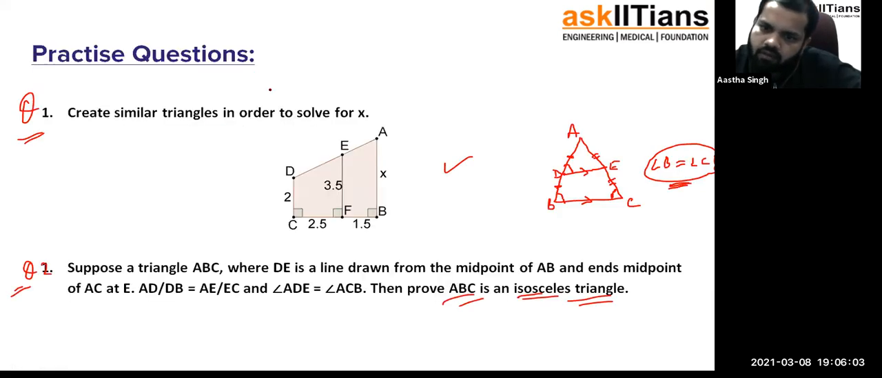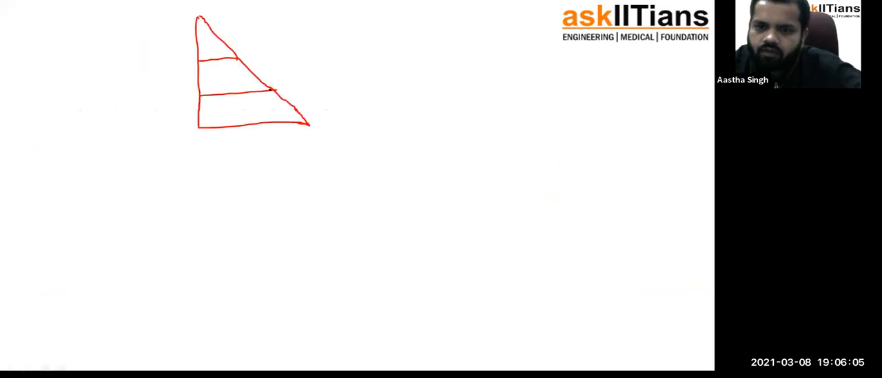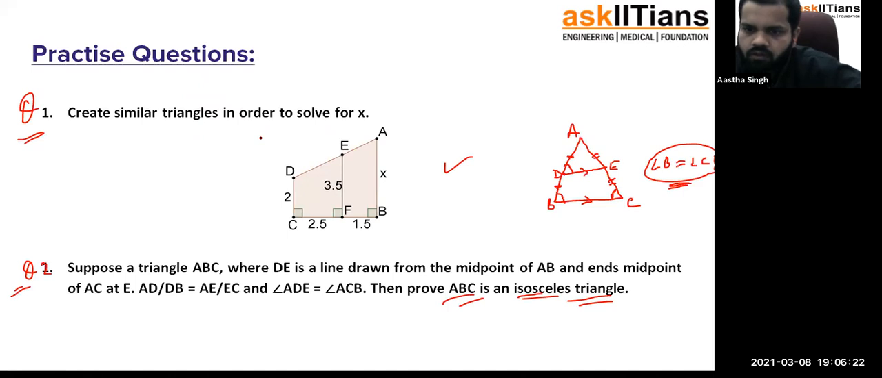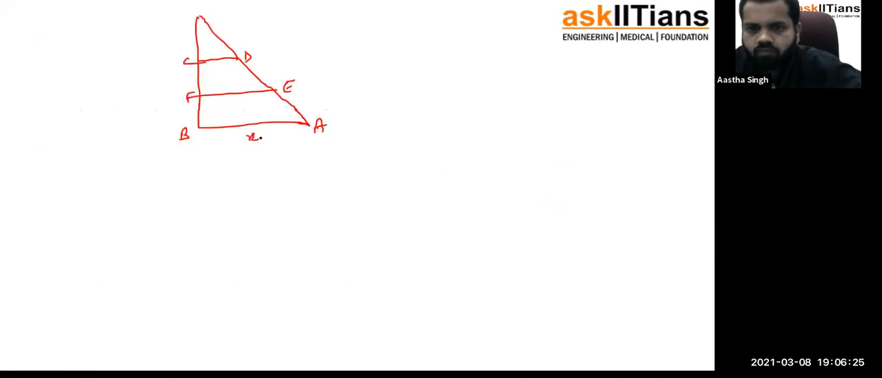CD, F, A to B, to C, to D, to F and E. X is given 3.5, and this is your 3.5. This is your 2. I think this is your 2.5. This is 1.5.